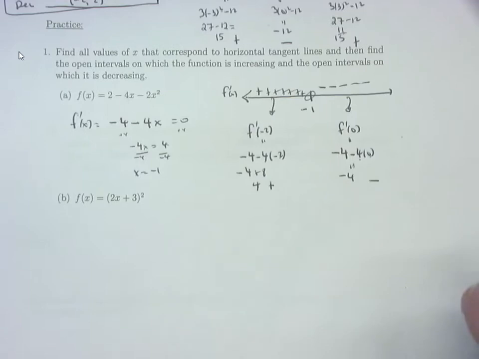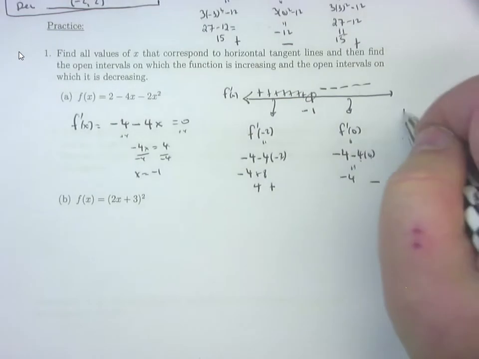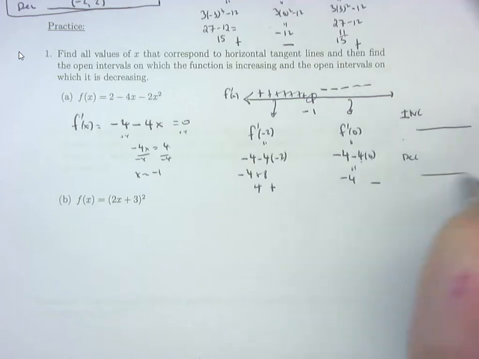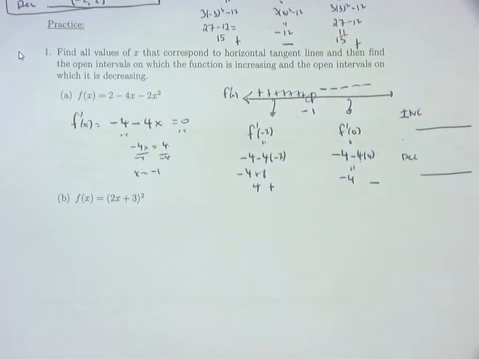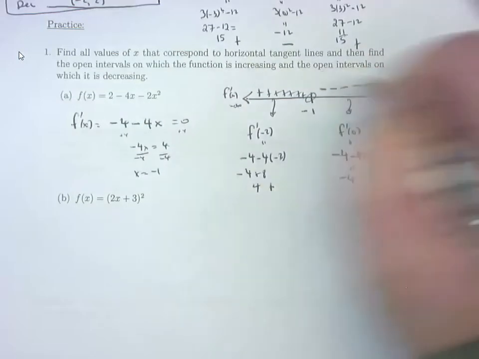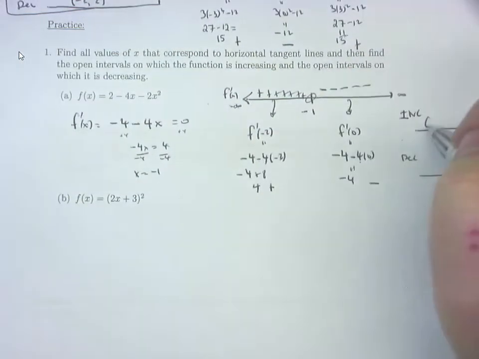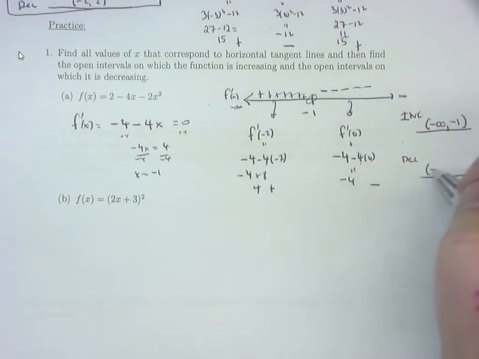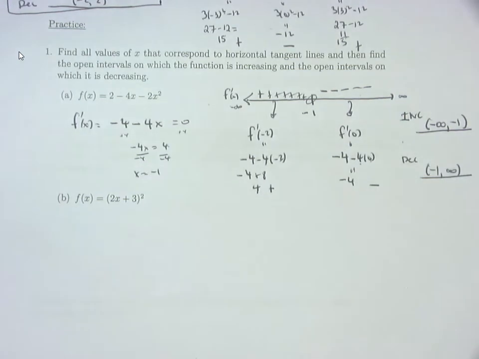So therefore, to answer the question, we want the intervals of increase and the intervals of decrease. Where is this function increasing at? It is increasing, representing the arrow to the left is negative infinity. It's increasing between negative infinity to negative 1. Always use open parentheses on this stuff. And it is decreasing on the interval between negative 1 and infinity. Does that make sense?